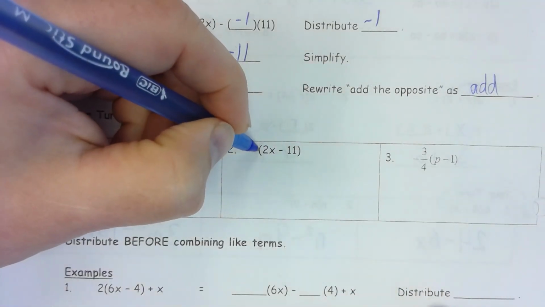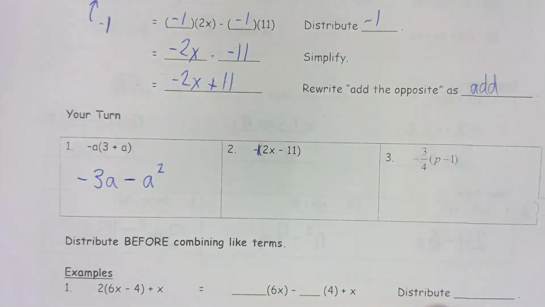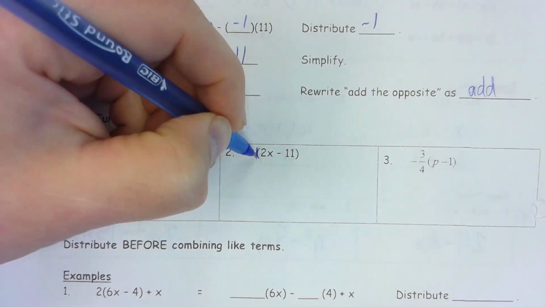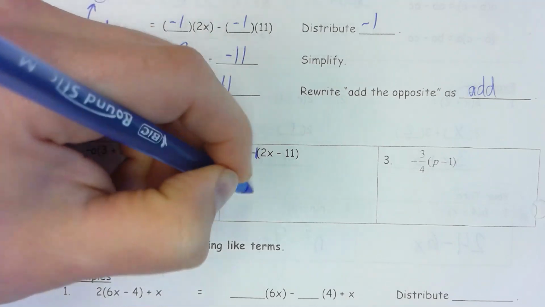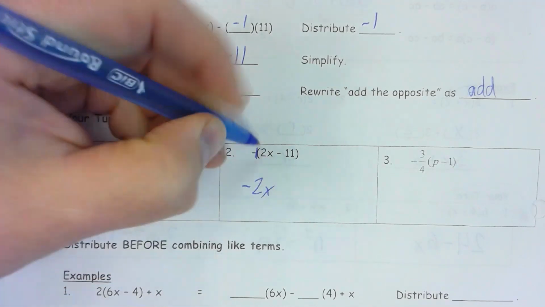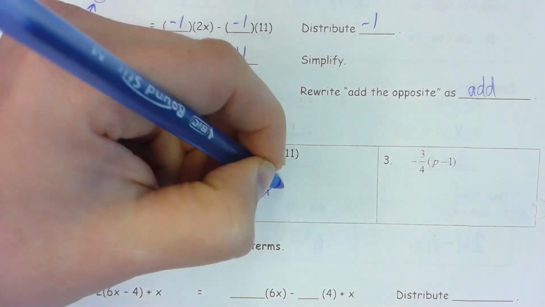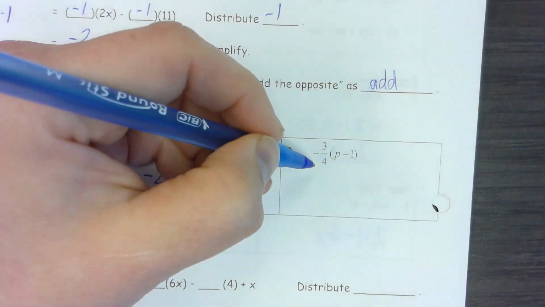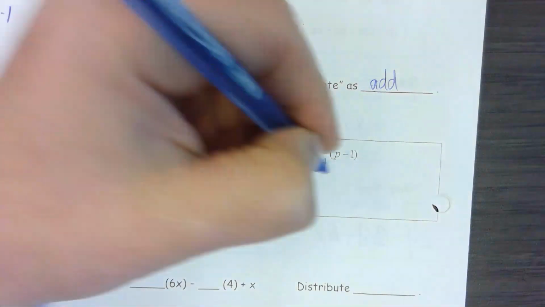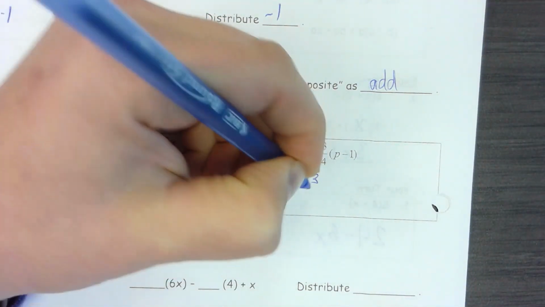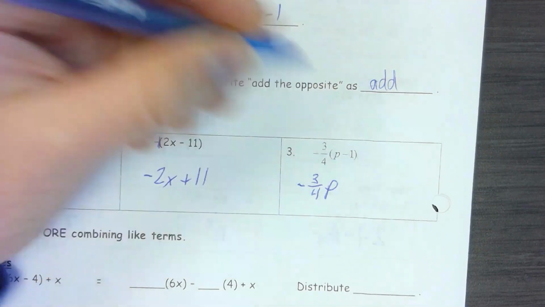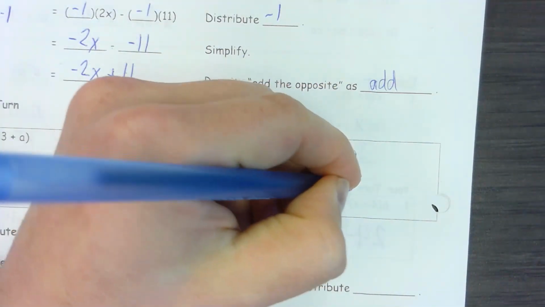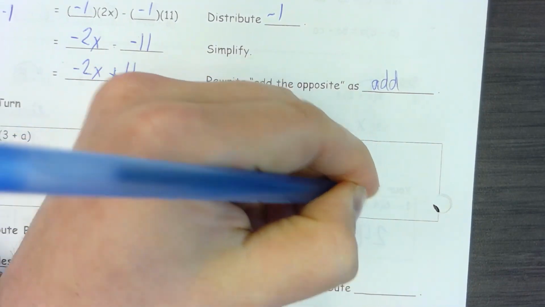Okay, so this is a negative. If you want to put -1 right there, if that's helpful for you, go ahead. But this is just basically going to change both of the signs. -1 times 2x is -2x. -1 times -11 is positive 11. Ooh, -3/4 times all of this. Well, that's going to give me a -3/4 p. And -3/4 times -1 is positive 3/4.